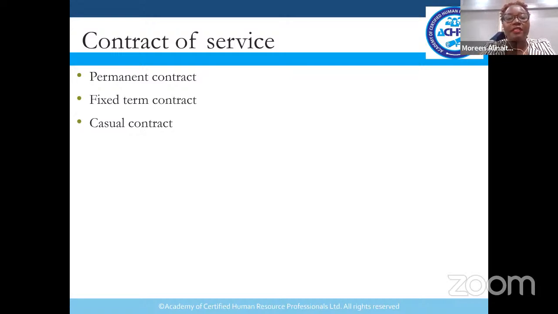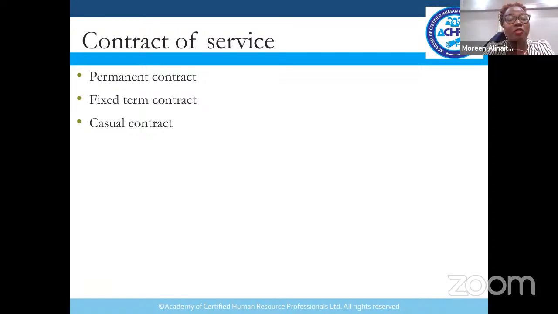We also have a fixed term contract. These ones are common with NGOs and the county governments, where they give you a term of 1 year or 5 years, and after those 5 years, you are expected to exit the organization unless the contract has been renewed.